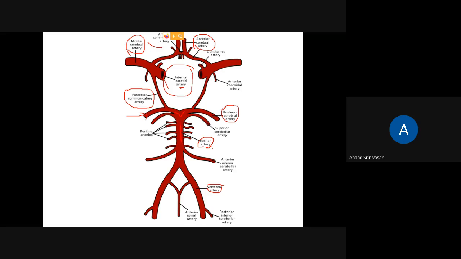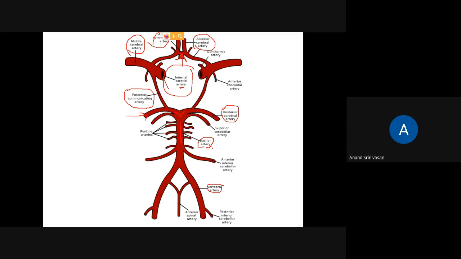And the artery which connects both of these is the anterior communicating artery. This part is the posterior communicating artery. The part which connects the two anterior cerebral arteries is the anterior communicating artery.